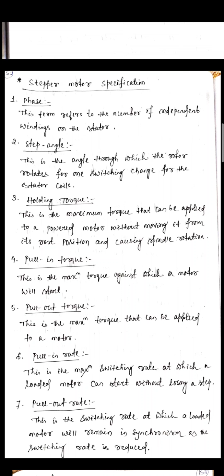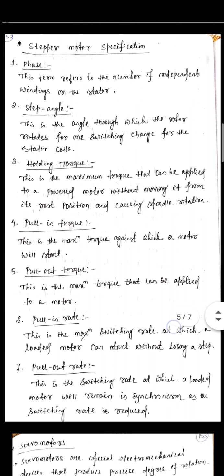Sixth, it is pull in rate. This is the maximum switching rate at which a loaded motor can start without losing a step. Last one, pull out rate. What is this? This is the switching rate at which a loaded motor will remain in synchronism as the switching rate is reduced. So this completes your stepper motor.